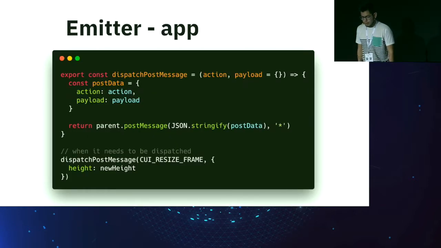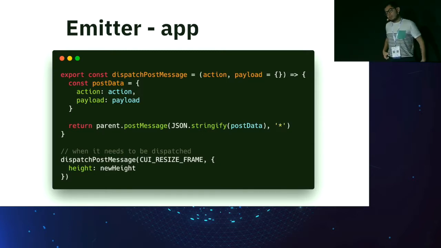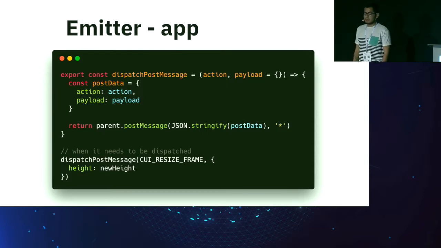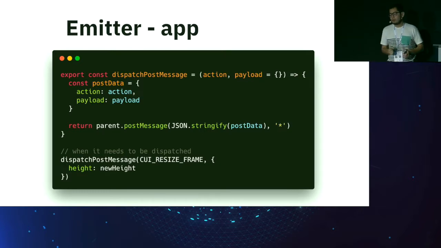So how did we implement it? Well, we wanted to do something like a reducer. So we basically created a function that will receive an action and a payload, and we will send it to our parent, because we know that we are going to be embedded somewhere. So we are going to send this to the parent. We're going to stringify the object and send it. The asterisk is there because, since we don't know where we are going to be embedded, we don't have any restriction on it. And the way we use it is just by setting, OK, I have an action called resize frame, and I send the payload with a new height.